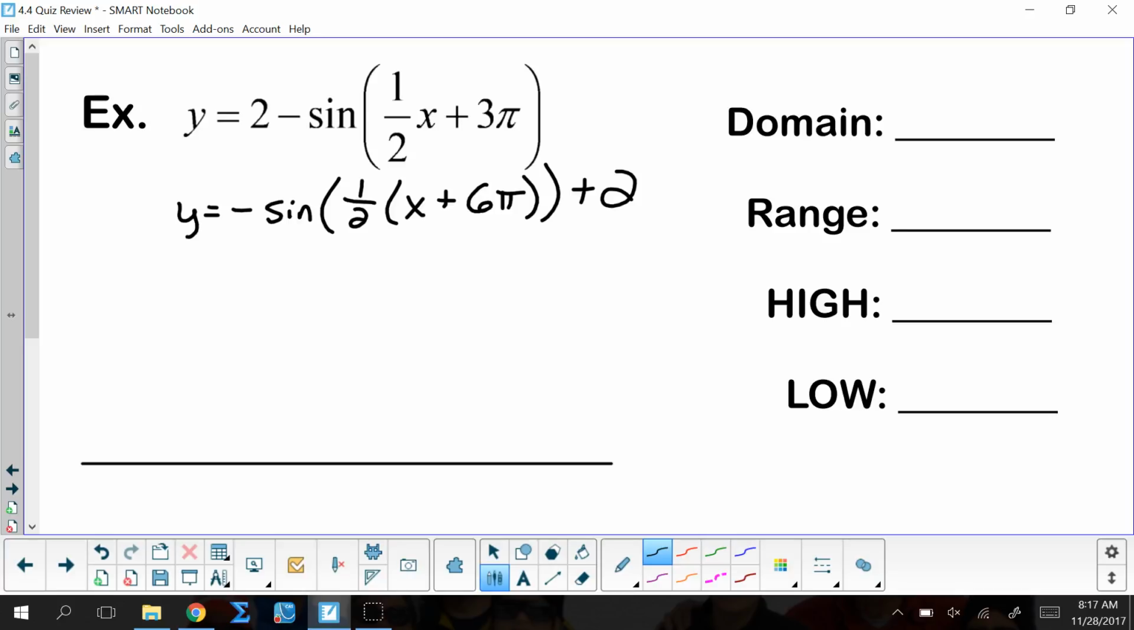Okay. Quick, easy way to check that you factored B out correctly: distribute it back in. Okay? If you distribute this back in here, you should get this back. Okay? 1/2 times x is 1/2 x. 1/2 times positive 6 pi is positive 3 pi. Okay? So that works out. So that's what I'm going with then.